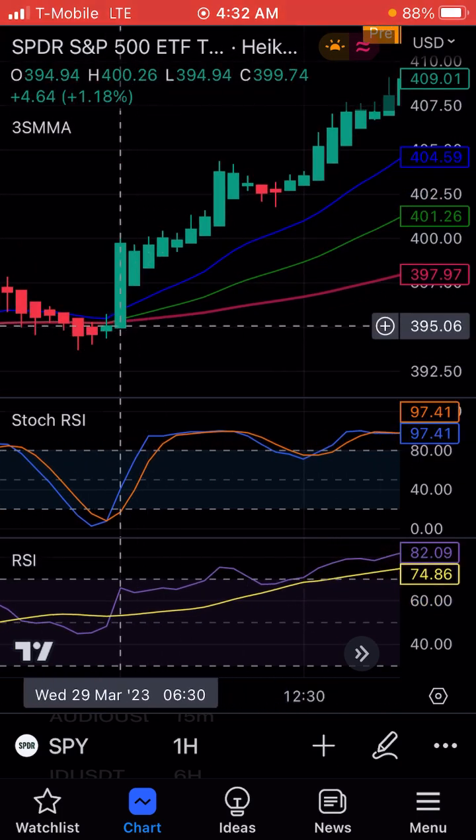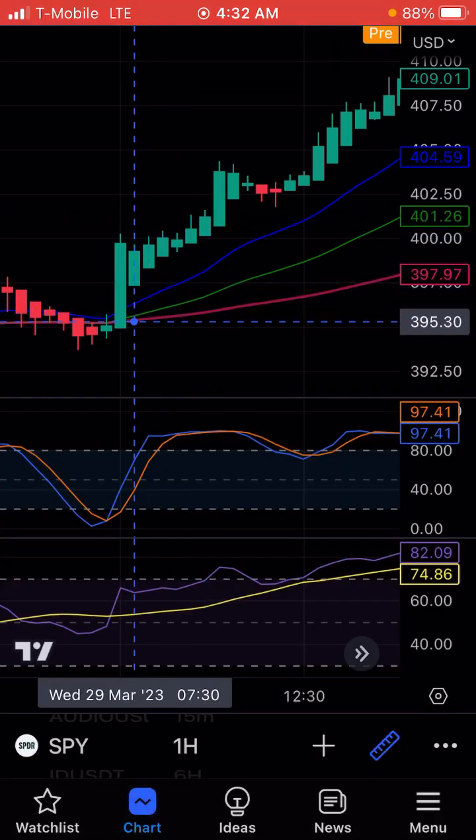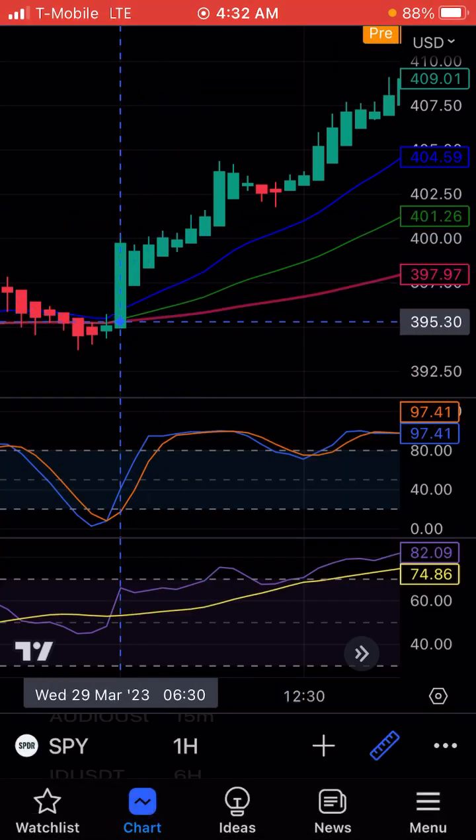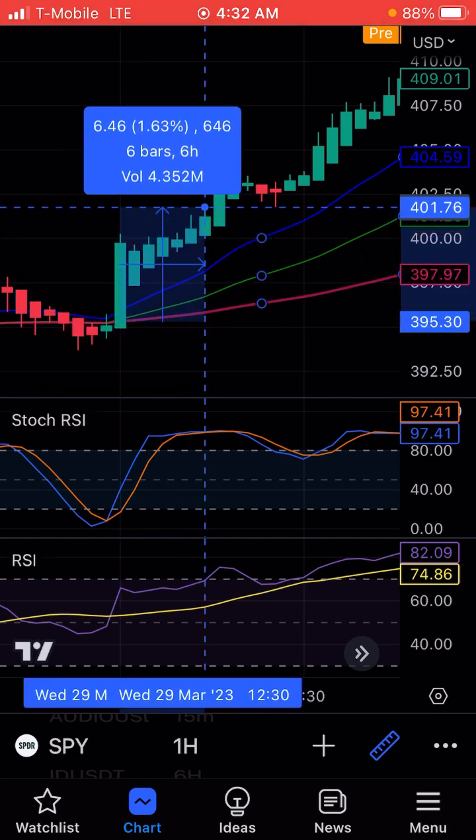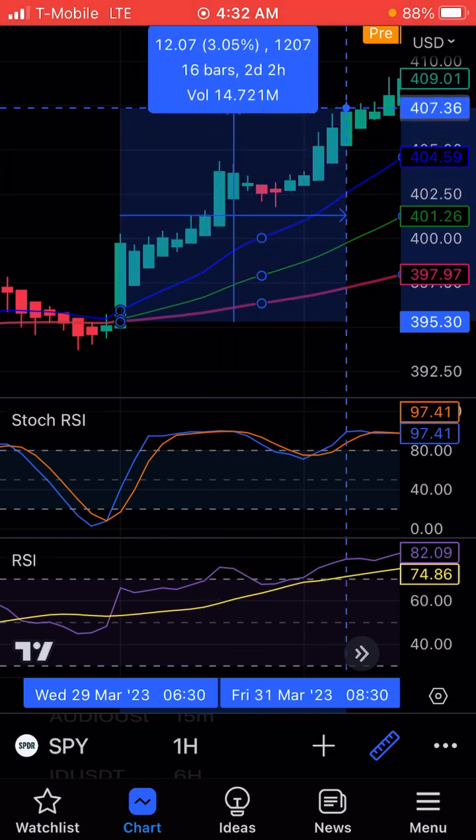This is probably the point. So I would come in right about here. I would do a 395 call at this point. And I basically look at the RSI and write it out.